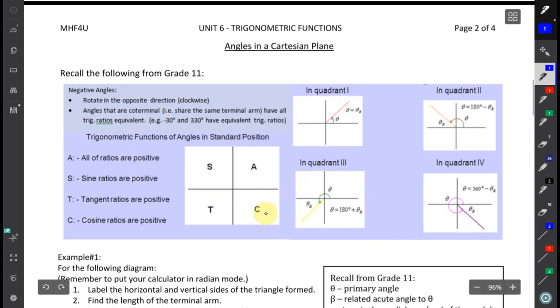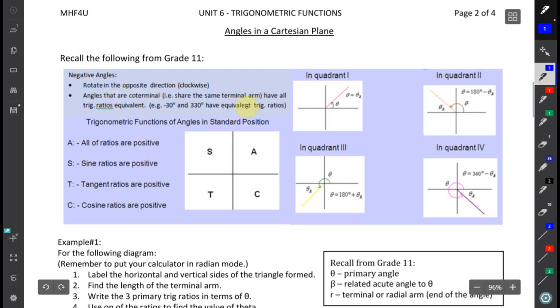Right here are some facts that are from grade 11. So I need you to take a moment and recall these. The angle, or the terminal arm, rotates in a counterclockwise direction. And then for negative angles, it rotates in the opposite direction. This is called the terminal arm. It's also called the radial arm because it could be forming the radius of a circle if we draw a circle using the end of that arm.